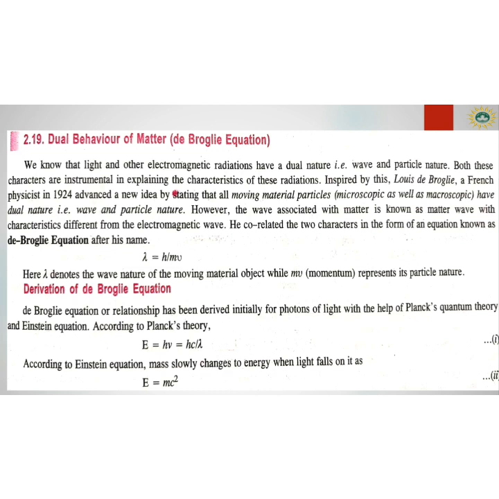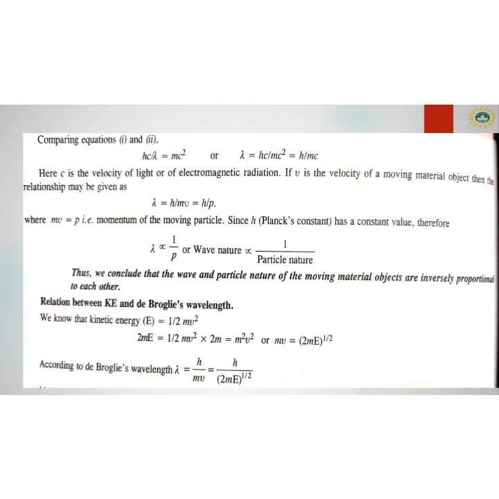Now according to Einstein's mass energy equation, from the conservation of mass and energy theory, E is equal to mc square. So if we relate both terms, we get hc by lambda is equal to mc square. And if we find the value of lambda, lambda is equal to hc by mc square. So you are getting h by mc.